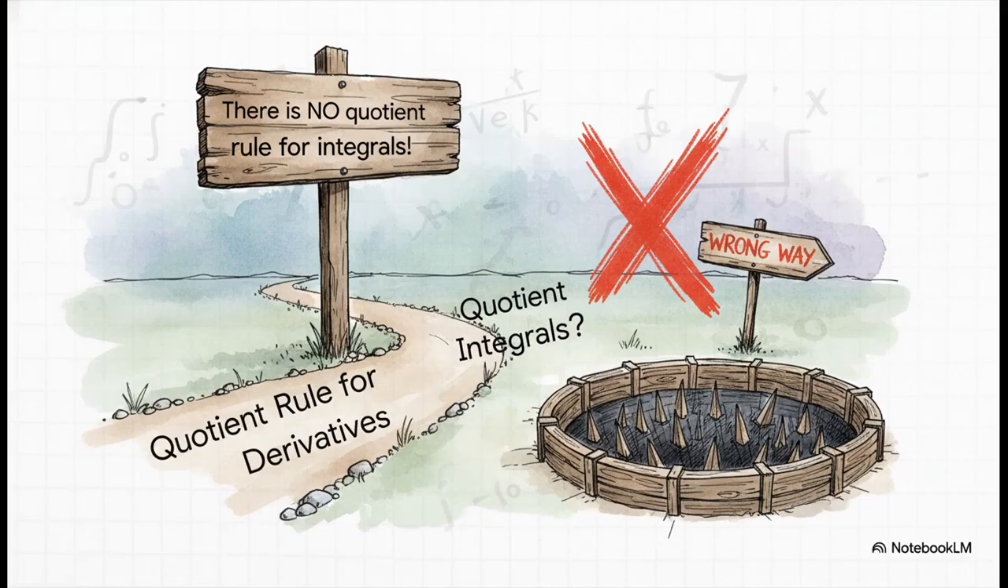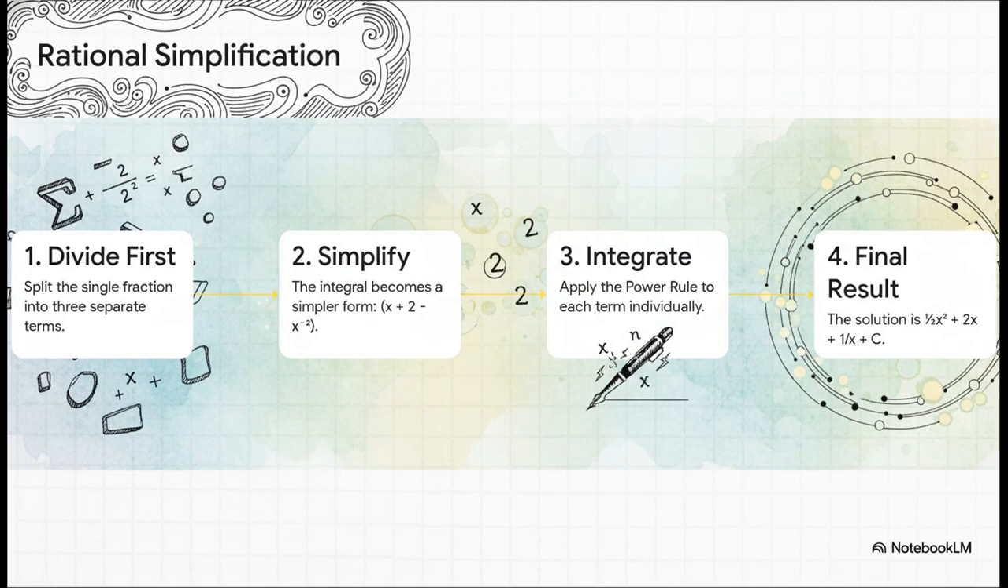And this right here is probably the single biggest trap students fall into. You spend all that time memorizing the product rule and the quotient rule for derivatives, so your brain just naturally assumes there's got to be a quotient rule for integrals too. But there isn't. It does not exist. Trying to make one up is like walking straight into a trap. It's the fastest way to get the problem wrong, for sure. So what do we do instead? It's simple. We divide first.